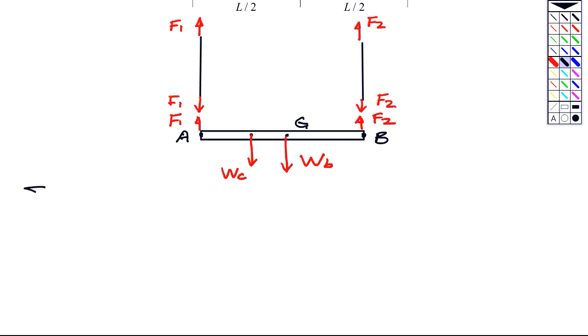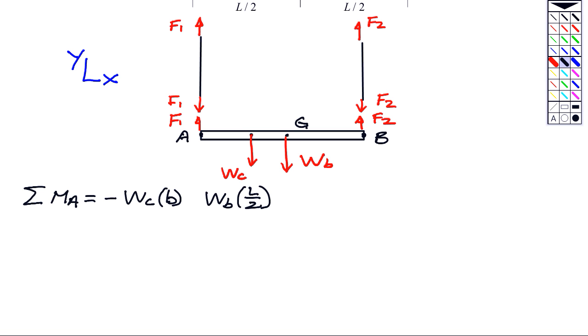So on the bar itself, I'm going to do first the moment equation about end A. The weight of the crate has a moment arm of B. It's going to be in the negative K. I need to explain that my coordinate axes here are going to be X to the right and Y up. The weight of the bar, that's in the middle, so it has a moment arm of L over 2. About A, it has a negative moment. And then the load of F2 has a moment arm of L, and that's in the plus K. For equilibrium, that is a 0.